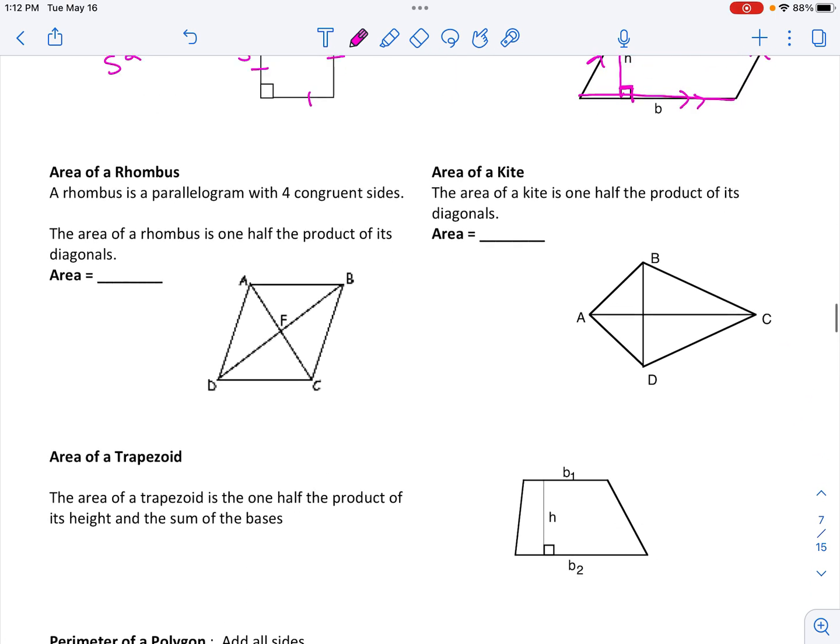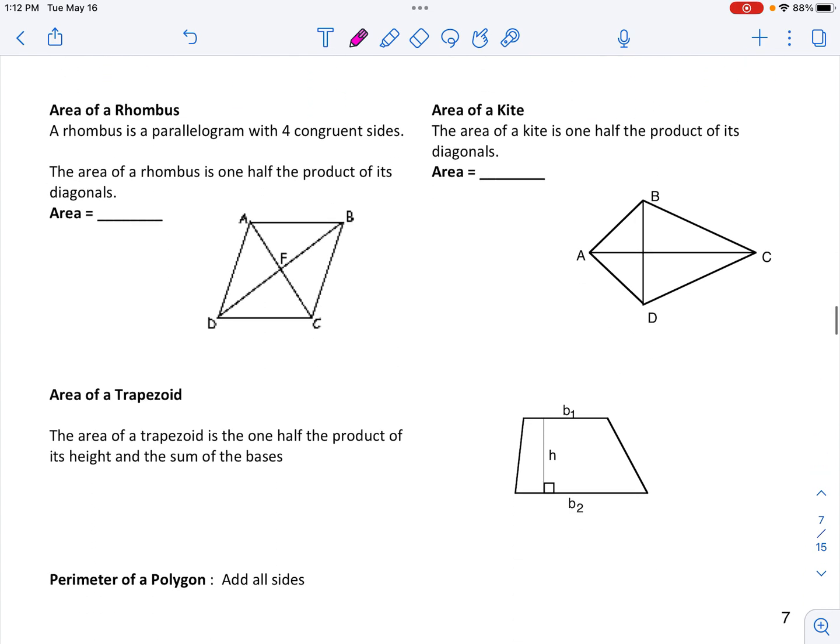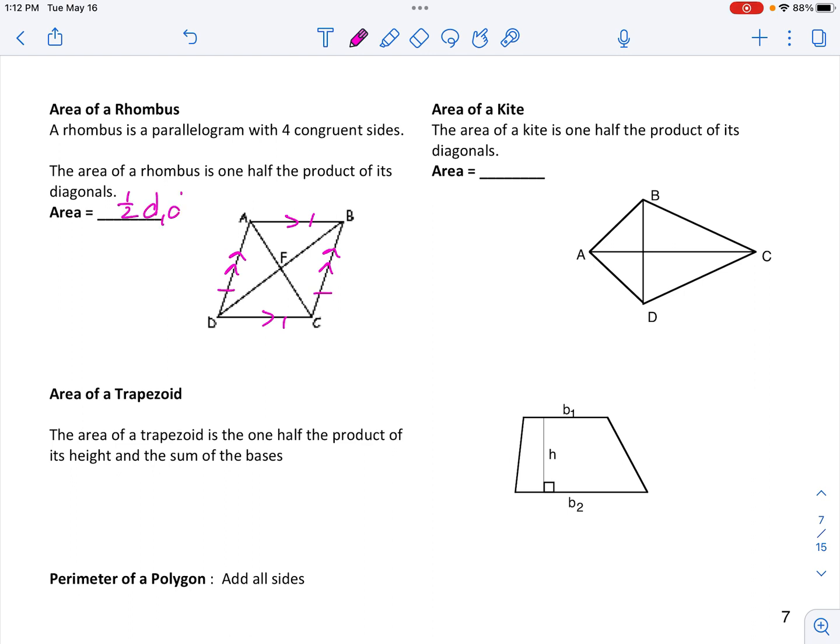Okay, this is a rhombus. A rhombus is a special type of parallelogram. You'll see the parallel sides on either side, and the other thing is all four sides have the same length. The area of a rhombus is actually 1/2 times the two diagonals. So one of your diagonals would be this one. If I use the letters in the picture, this would be called diagonal 1, and then BD would be called diagonal 2.